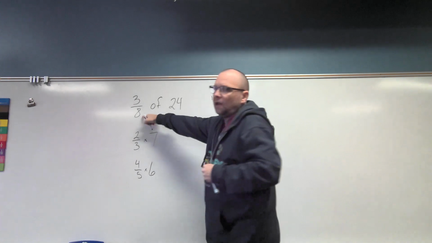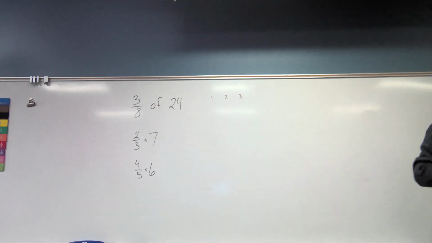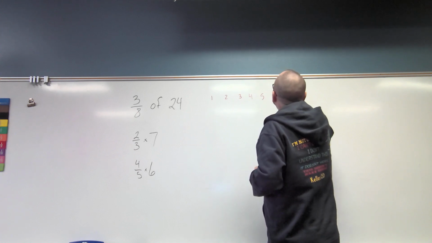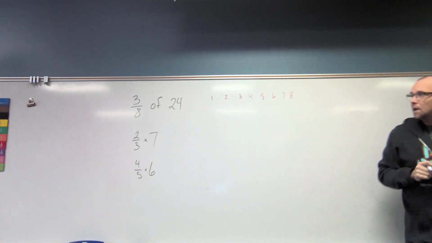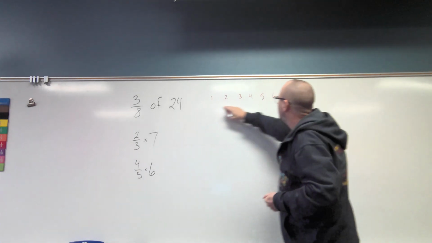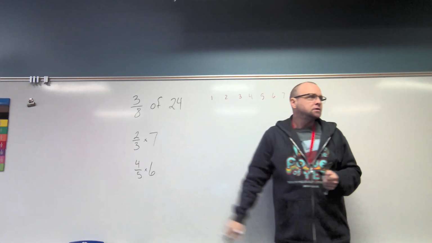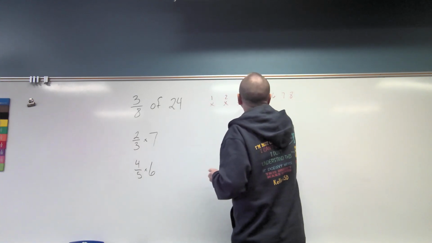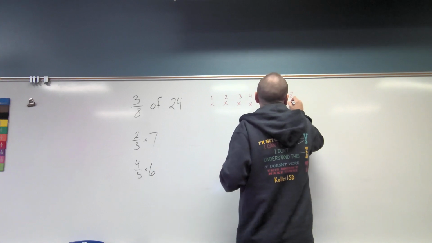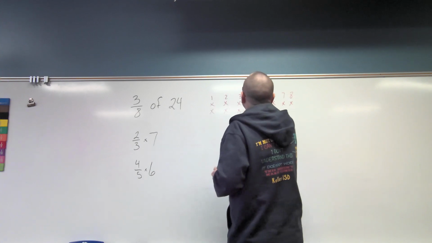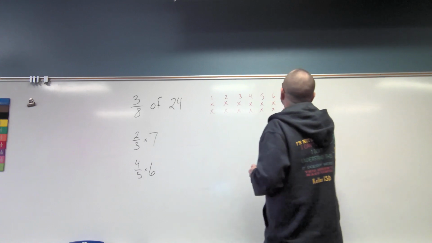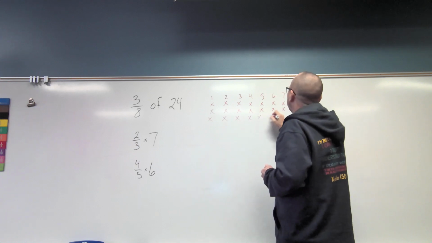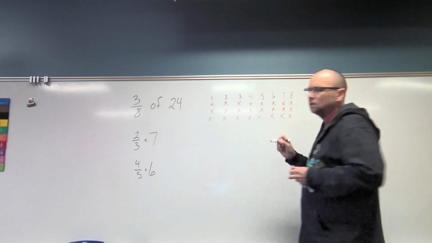I have to have 8 because that's what my denominator says. So 3, 4, 5, 6, 7, and 8. And I have to have a total of 24. So once I know my 8 groups, I could do 1, 2, 3, 4, 5, 6, 7, 8, 9, 10, and so on up to 24.